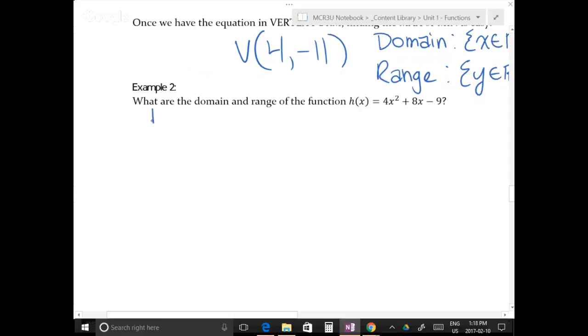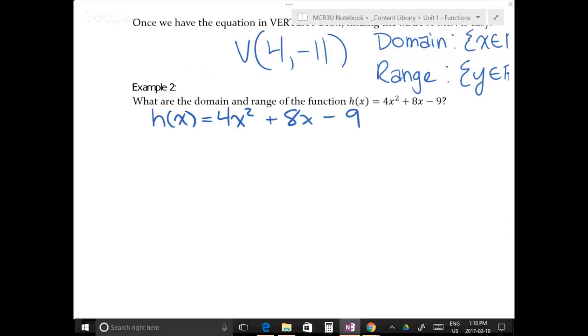So the function we've been given, I'm just rewriting it. I'm not changing it in any way here, is 4x squared plus 8x minus 9, right? That's in standard form. To know the domain and range of a parabola, I don't need it in standard form. I need it in what form? Vertex form.